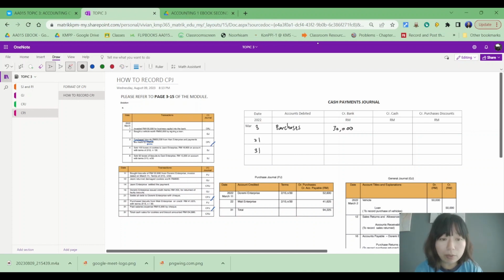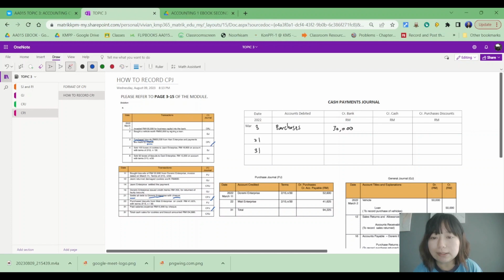So sekarang ni what we need to do? We need to settle all that. Okay, kita kena bayar semua kepada Dorani. Okay, so kita dah nampak lah. Kita dah nampak apa yang kita patut settle.